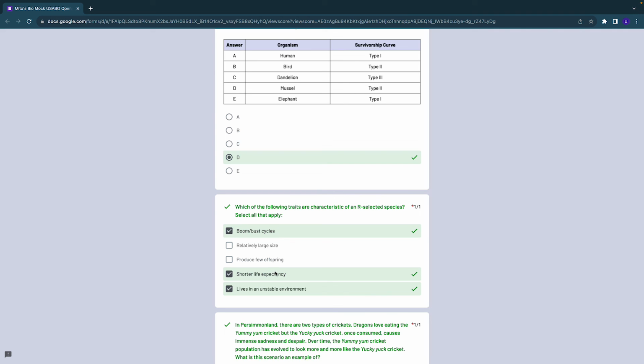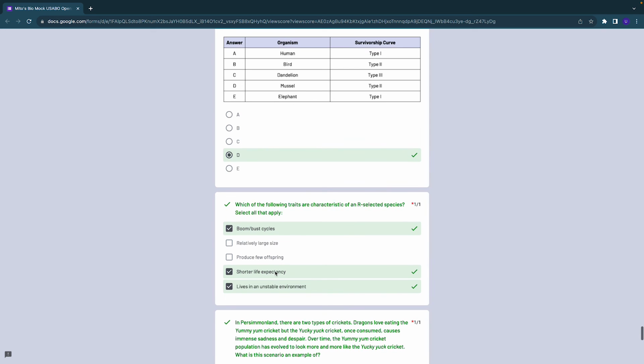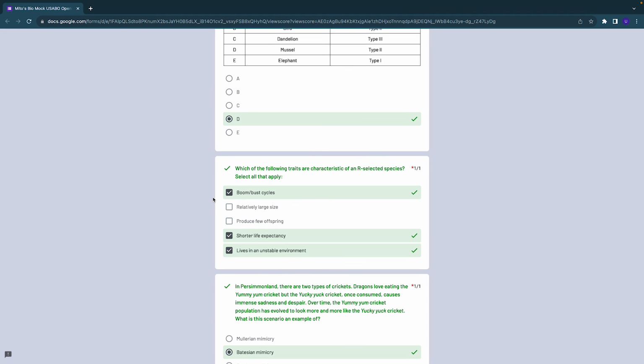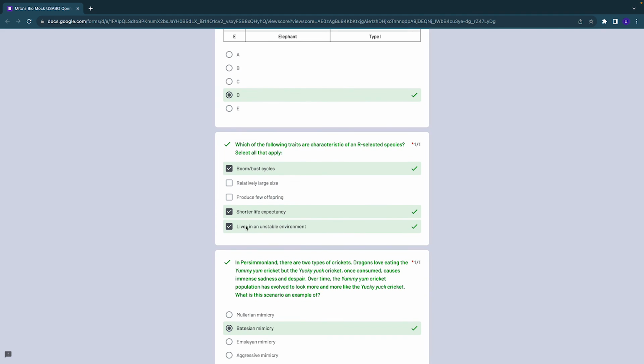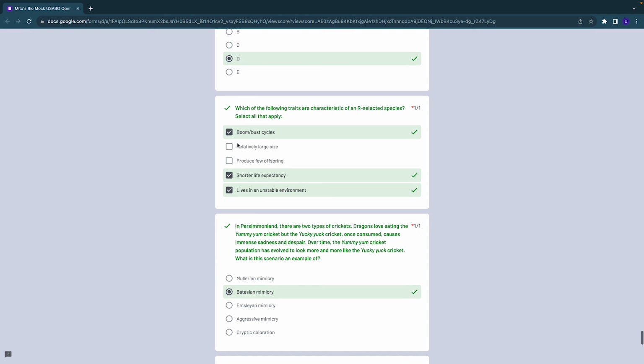Shorter life expectancy, that's true. The reason why there's so much reproduction is because it's not expected for these organisms to live very long, and thus you need more to counteract that. Lives in an unstable environment, so that's true. R-selected species usually do. And then relatively large size and few offspring, those are characteristics of K-selected, not R-selected.